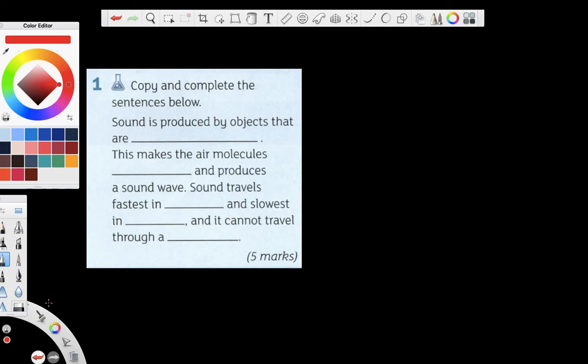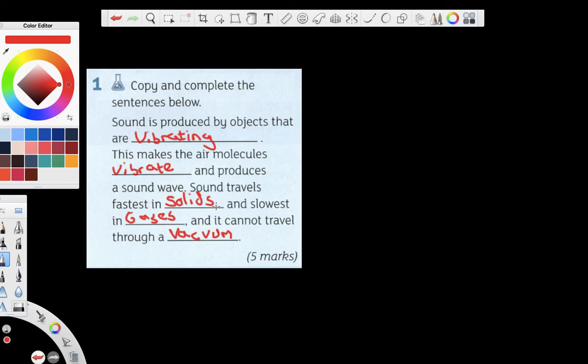So sound is produced by objects that are vibrating. This makes the air molecules vibrate and produce a sound wave. Sound travels fastest in solids, and slowest in gases. It cannot travel through a vacuum.